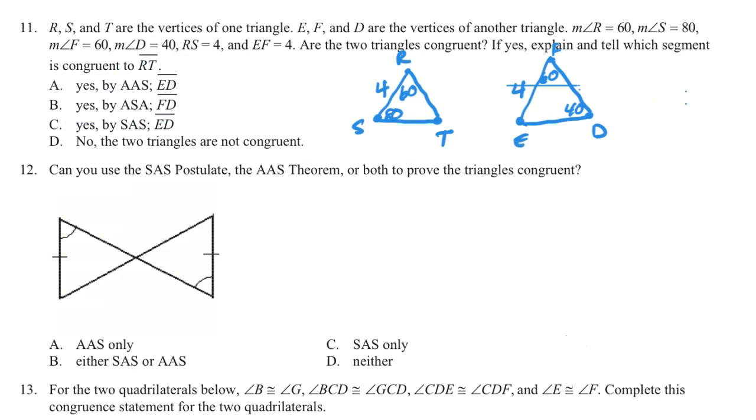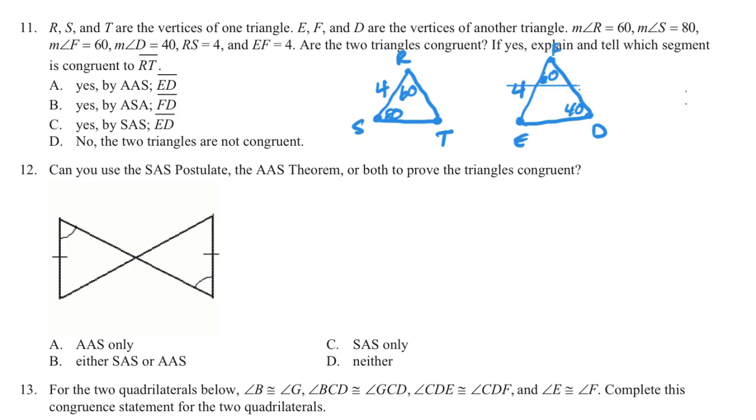RST are the vertices of one triangle. EFD are the vertices of another triangle. The measure of angle R is 60. The measure of angle S is 80. The measure of angle F is 60. The measure of angle D is 40. Segment RS measures 4, and segment EF is 4. Are the two triangles congruent?